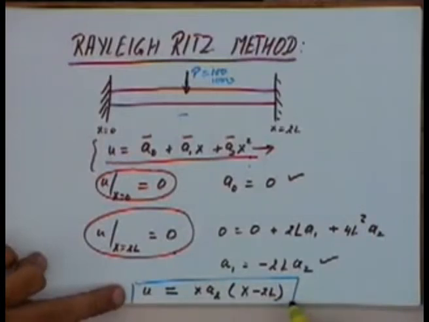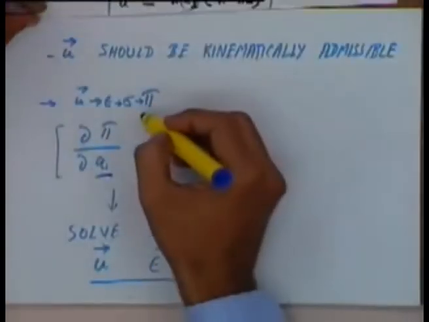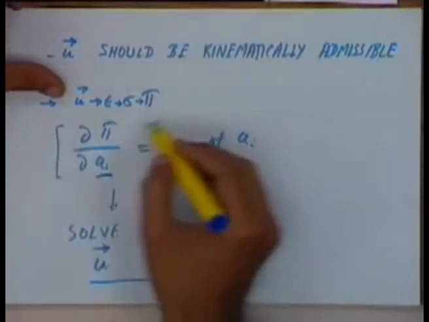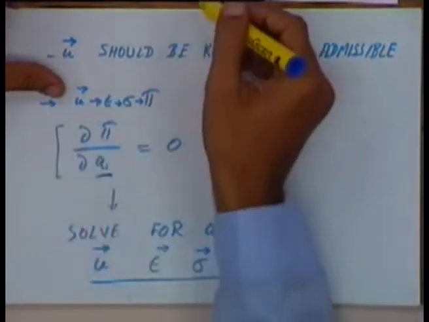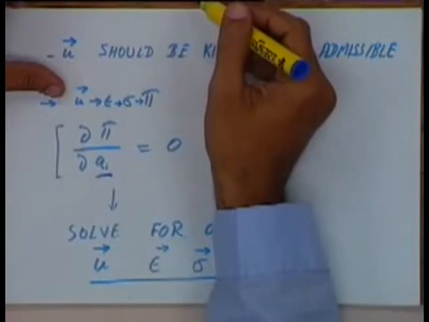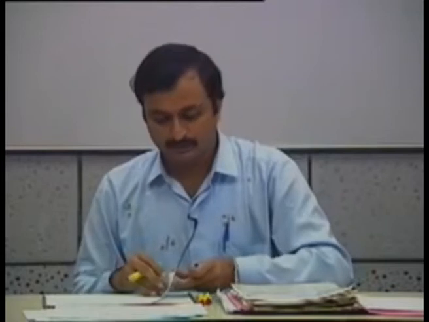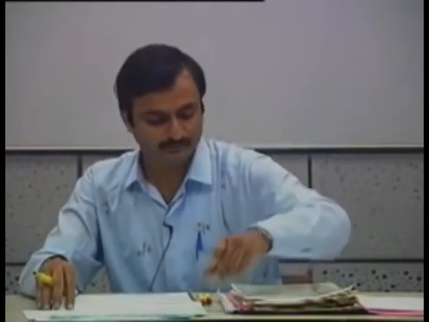So we will get an expression like this, and in this case it contains one term, a2. Since it contains a2, we will get the expression for the potential energy in terms of a2, and then apply this condition to get the value of a2. We will just go through this small example, and then maybe it will become clearer.